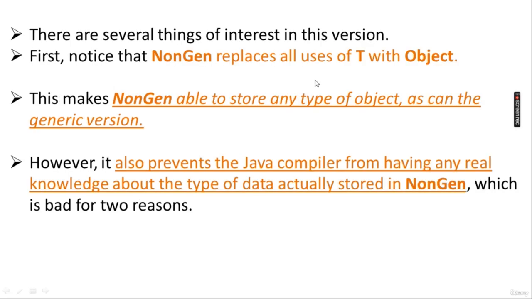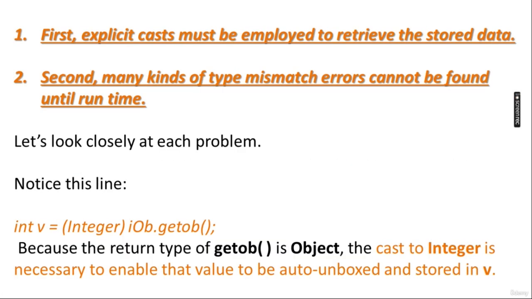There are several things of interest in this version. Notice that non-gen replaces all uses of T with Object. This makes non-gen able to store any type of object, as in the generic version, but it also prevents the Java compiler from having any real knowledge about the type of data actually stored in non-gen, which is bad for two reasons. When you are using Object, the Java compiler does not actually know which type of object you are creating.